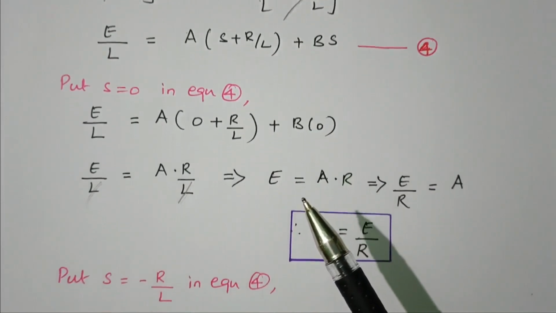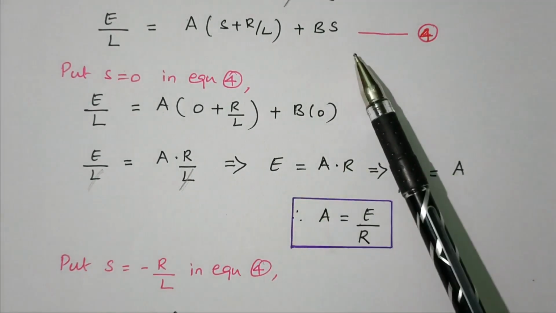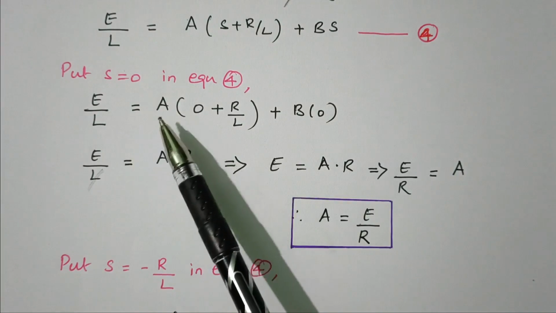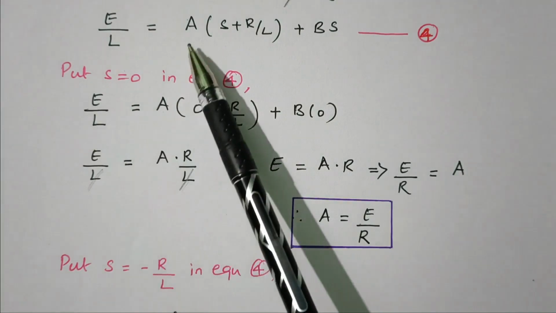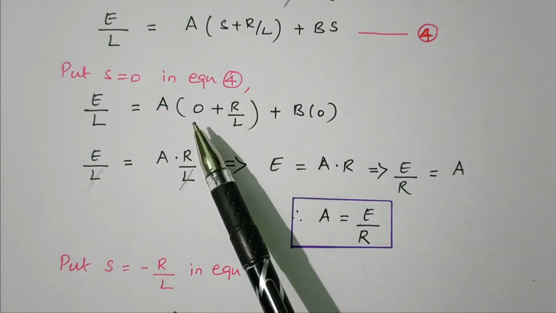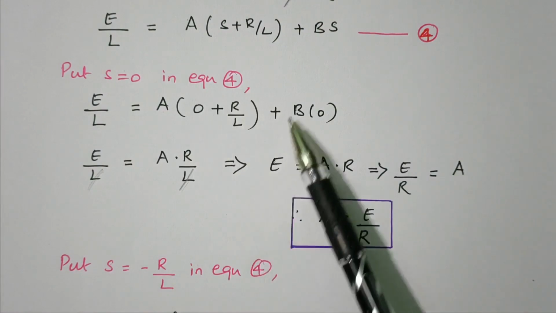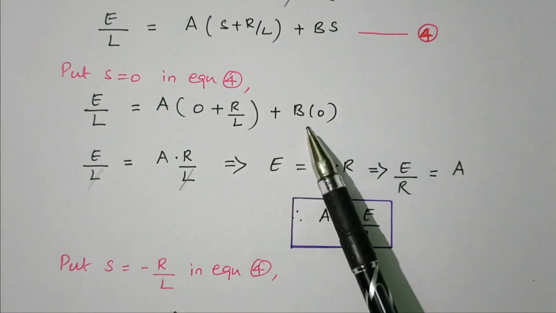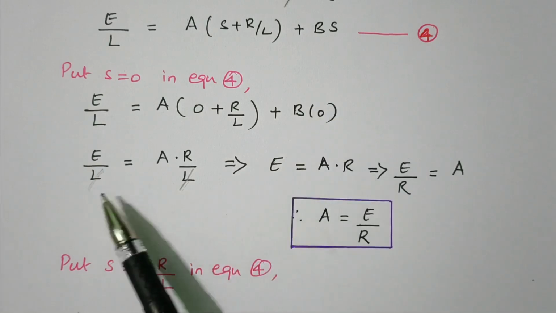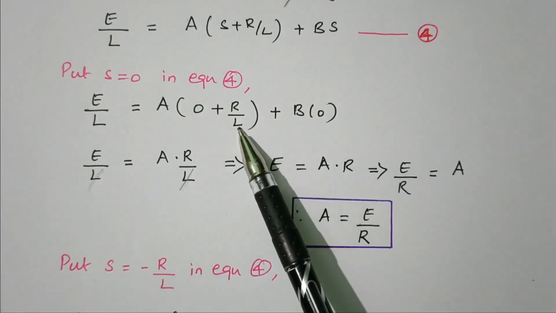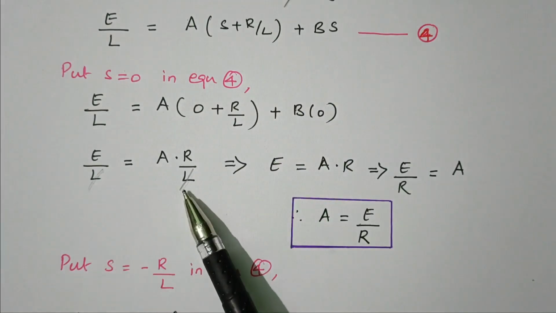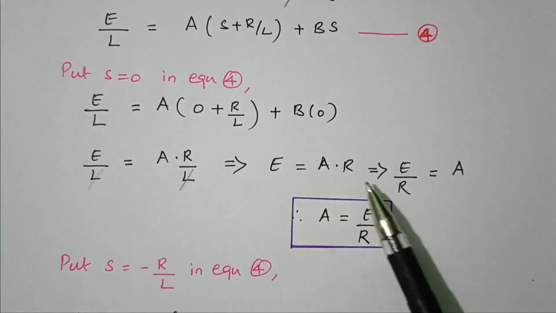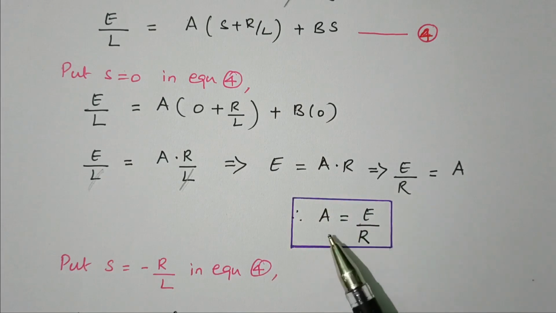First we will put s equal to 0 in equation number 4. This is equation number 4. So while putting s equal to 0, what happened? E by L equals A into this s is 0 plus R by L plus B into s is 0. So this term becomes 0. So E by L equals A into R by L. L got cancelled. So E equals A R. So A equals E by R. So now we have calculated the constant A. A is E divided by R.